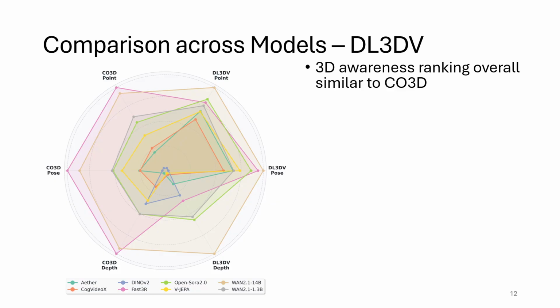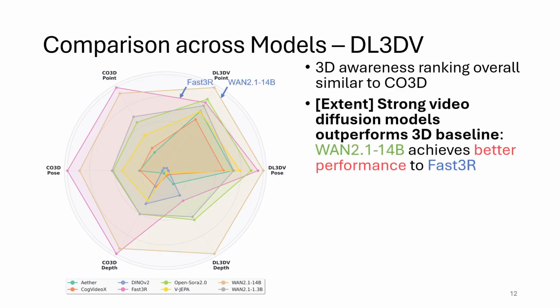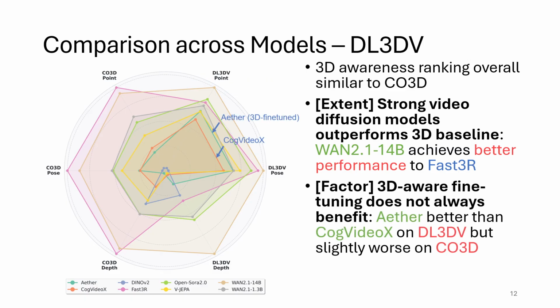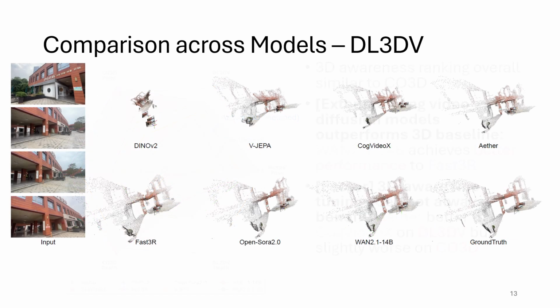On DL3DV, which is the in-the-wild scene dataset, the ranking is similar, but there are 2 new findings. On extent, Wan 2.1 14B actually outperforms Fast3R on this more out-of-the-domain challenging dataset. And on the factor side, 3D fine-tuning isn't actually a free lunch. Aether wins in domain on Co3D, but loses on DL3DV. This means specializing for 3D with limited fine-tuning data might actually hurt generalization.